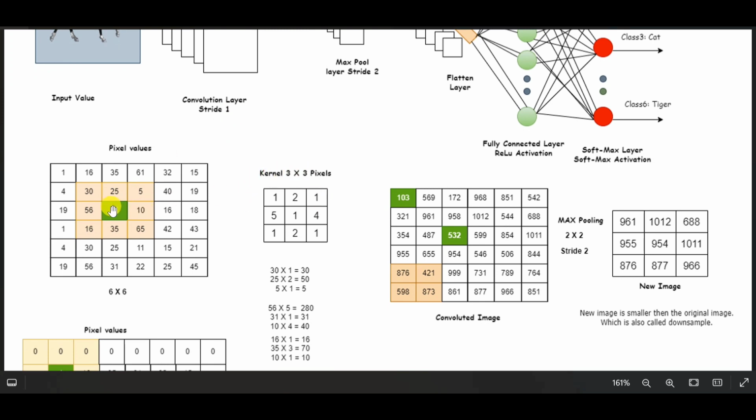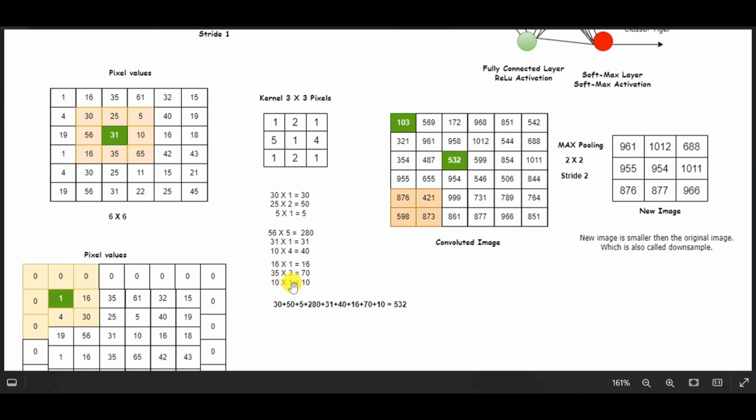First of all we need to mark the center, and we apply this 3 by 3 kernel here, 1 2 3, 3 by 3, and this number is in the center. So how will it be calculated? Since we are applying 3 by 3 pixels here, we need to multiply this 30 by 1, 25 by 2 and 5 by 1. The same thing I did for 56 by 5, 31 by 1 and 10 by 4. In the same way for the rest. So now we have these values here.